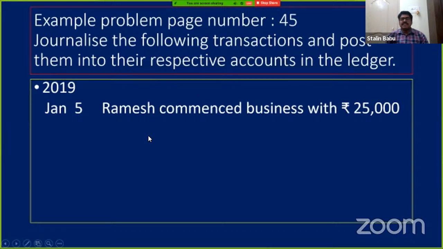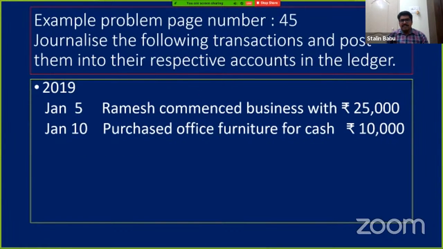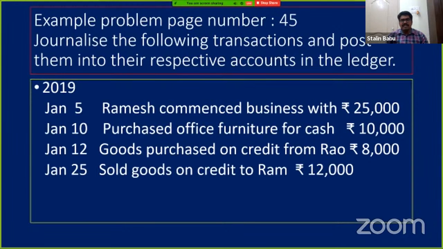So first we have to journalize the transactions. Here he has given 4 transactions. On 2019 January 5th, Ramesh commenced business with rupees 25,000, and January 10th purchased office furniture for cash rupees 10,000, and 12th goods purchased on credit from Rao rupees 8,000, and 25th sold goods on credit to Ram rupees 12,000. So first we have to post the journal entries. So draw the format of journal. So what are the columns for journal? Date, particulars, LF number, debit amount, and credit amount.